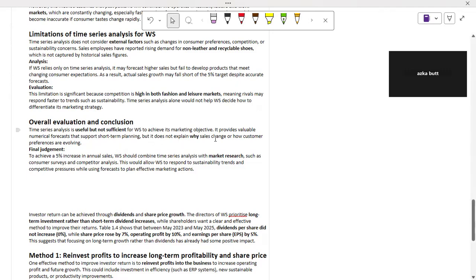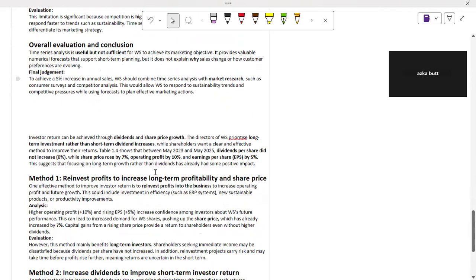But it does not explain why sales change or how customer preferences are evolving. So the final judgment is that to achieve a 5% increase in annual sales, WS should combine time series analysis with market research, such as consumer surveys and comparator analysis. This would allow WS to respond to sustainability trends and competitive pressures while using the forecast to plan effective marketing actions.